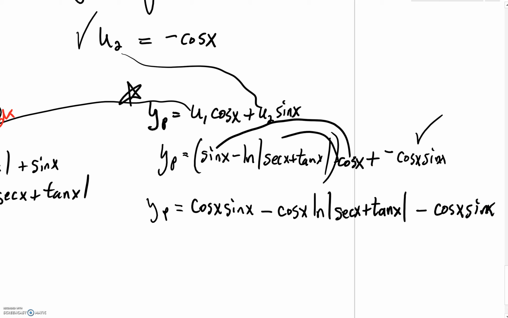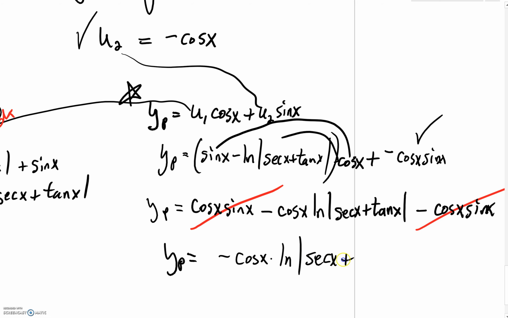And I hope it becomes immediately apparent as we look right here that cosine of x sine of x and negative cosine of x sine of x are going to cancel out. So we have, nicely, negative cosine of x times the natural log of secant of x plus tangent of x.